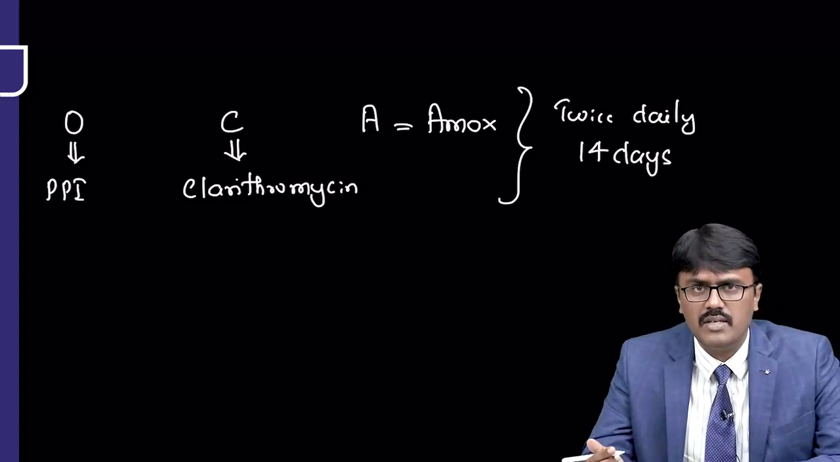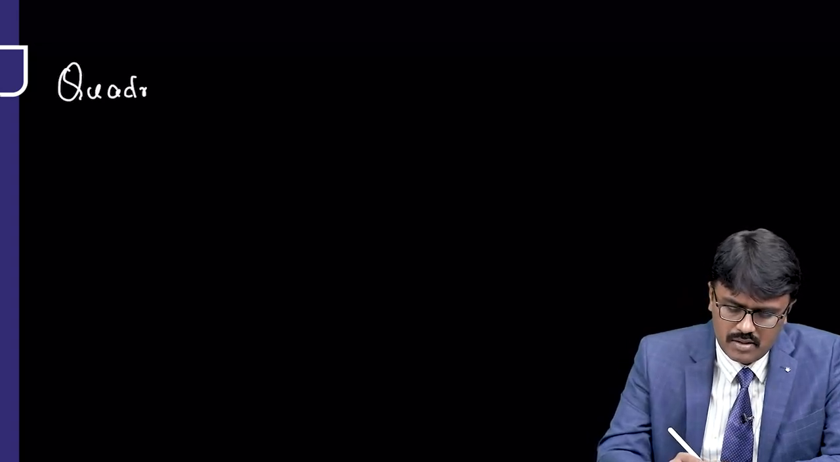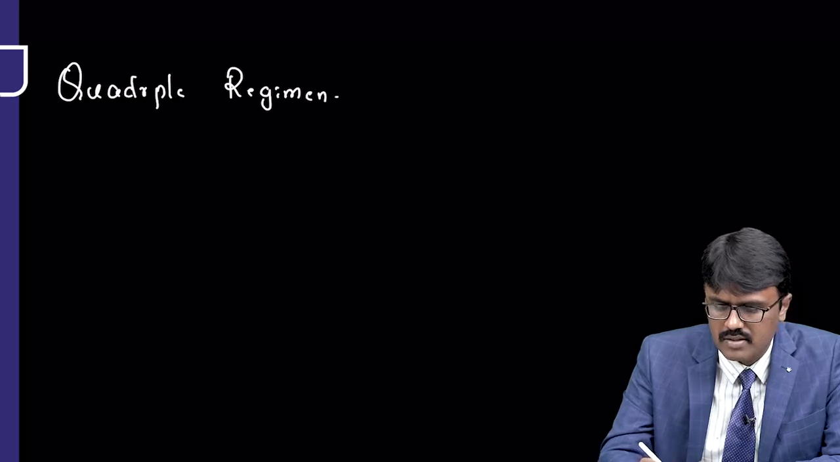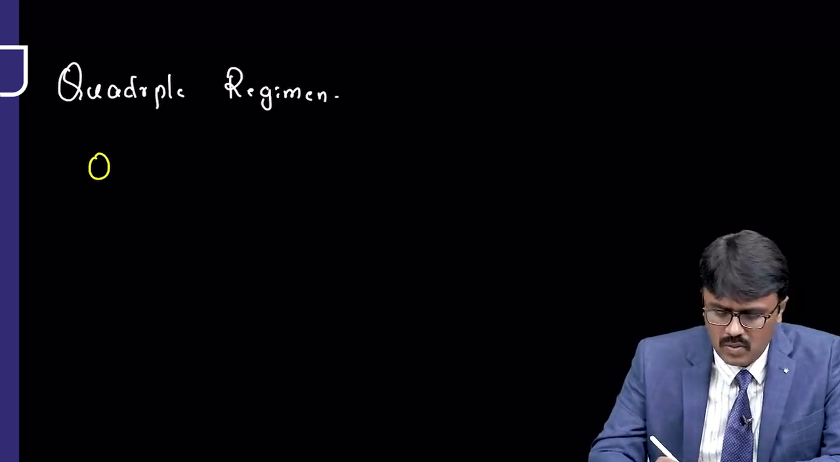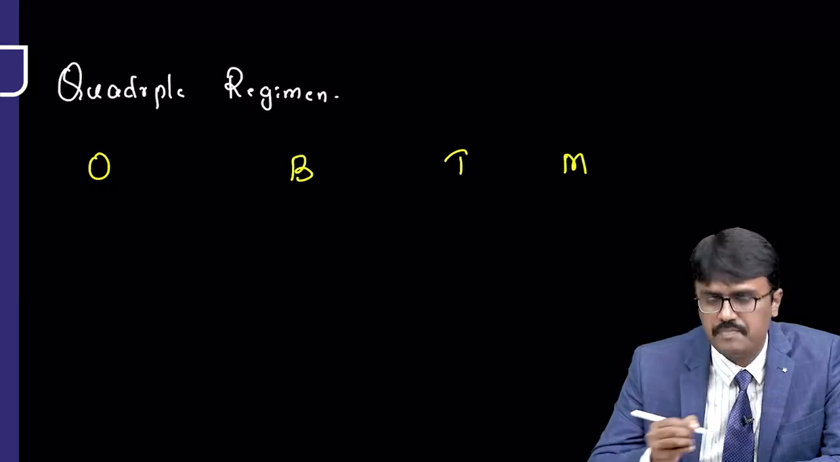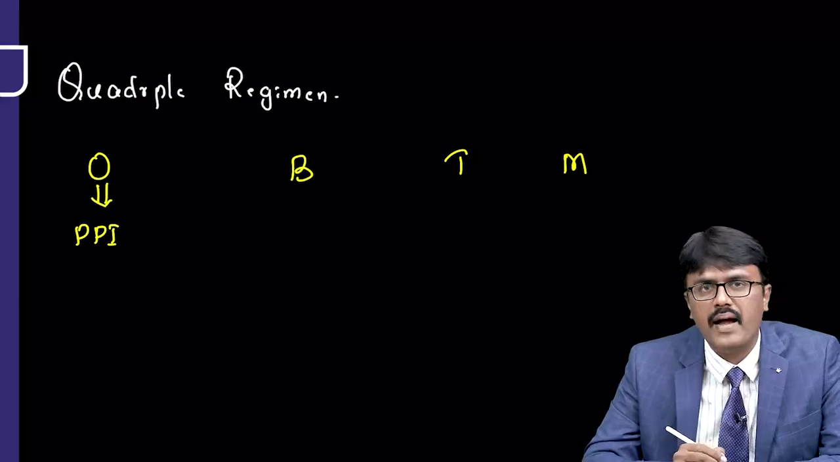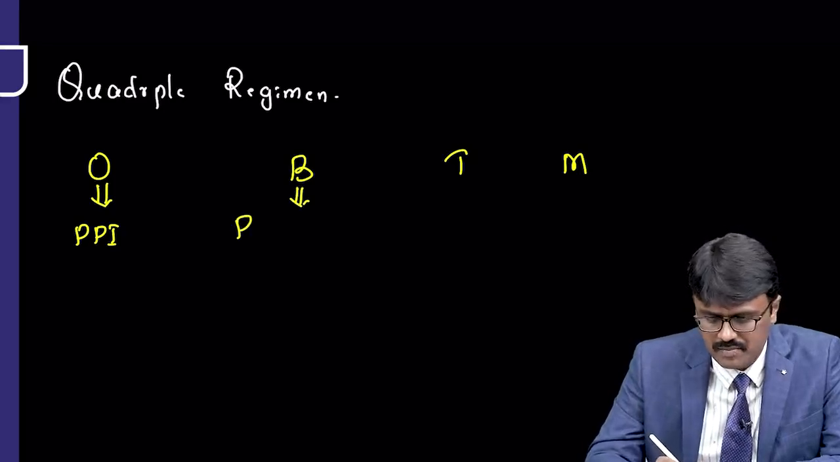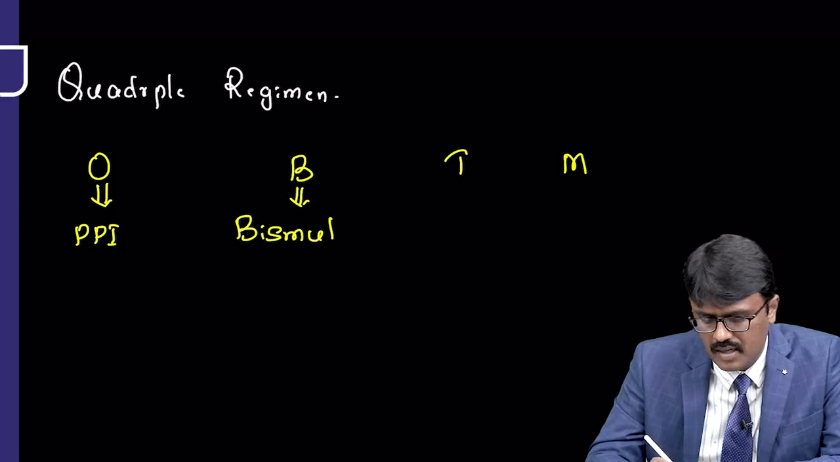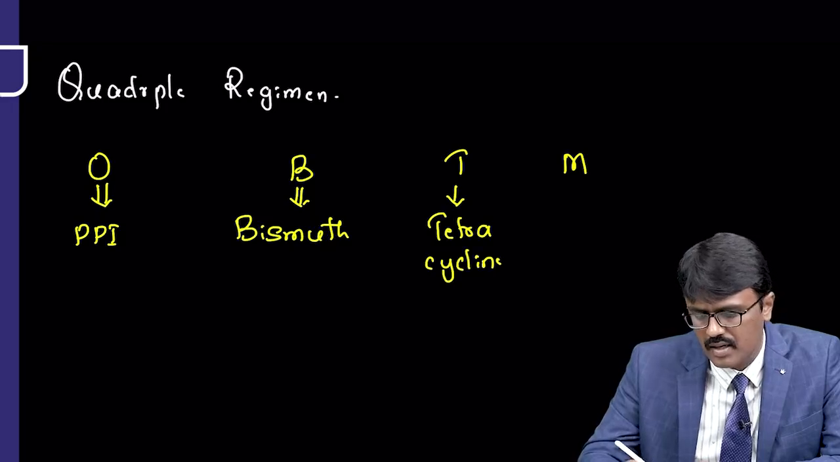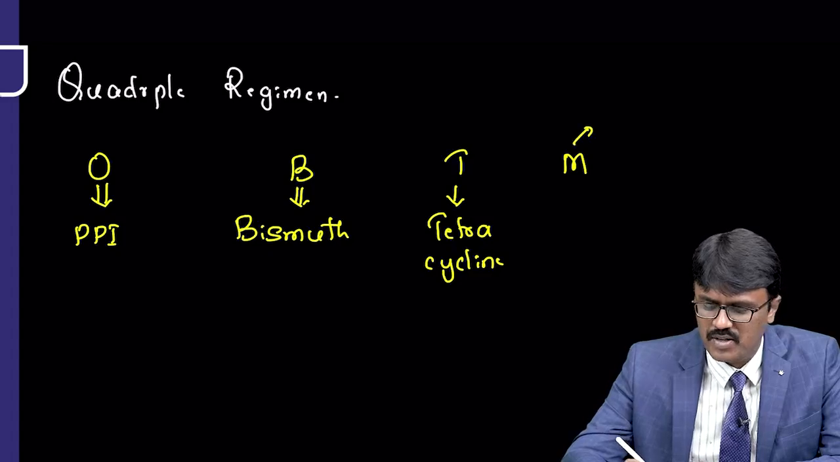But sometimes even with this, it may not get cured. So we use a regimen called the quadruple drug regimen. So what does the quadruple regimen contain? It contains O, B, T, M. O for the PPI, proton pump inhibitor, and B for bismuth. And T stands for tetracycline. And M, you all know that it is metronidazole.